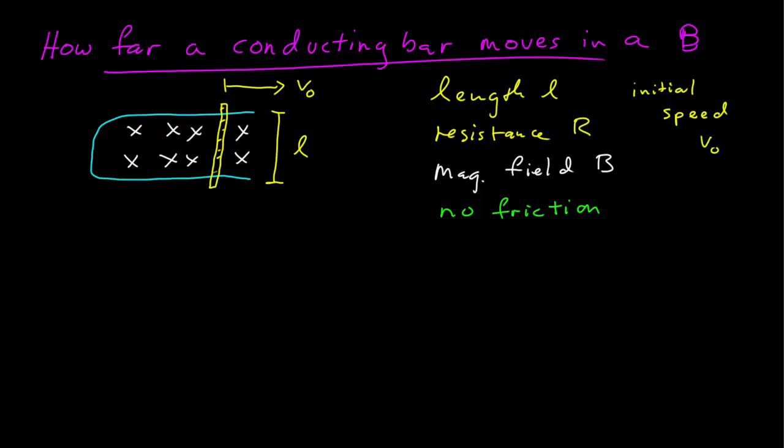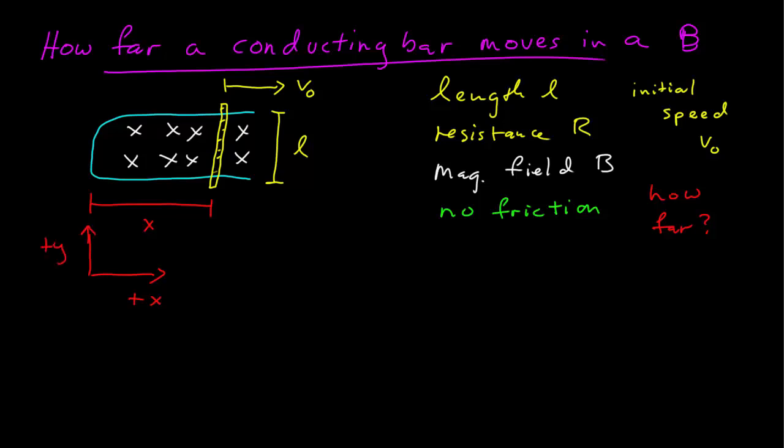And we're going to ask the question, how far does this bar go? How far before it comes to rest? Okay, so how do we think about this problem? It starts at some length x from the edge of these rail loops. We can give ourselves a coordinate system. We call that positive x and that positive y.